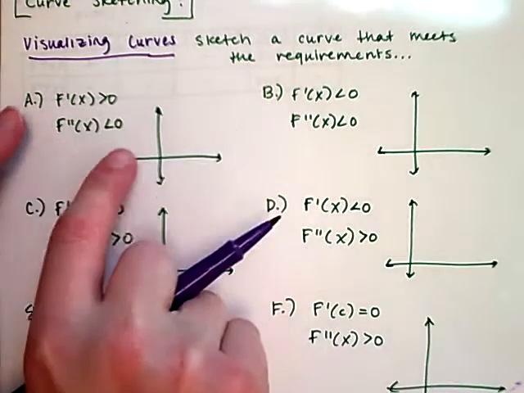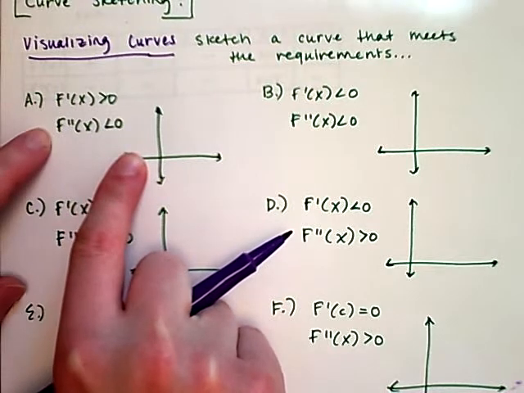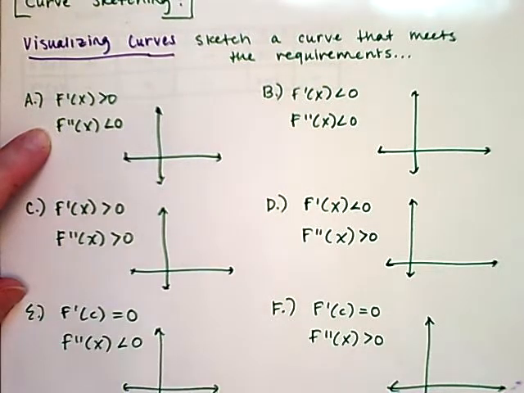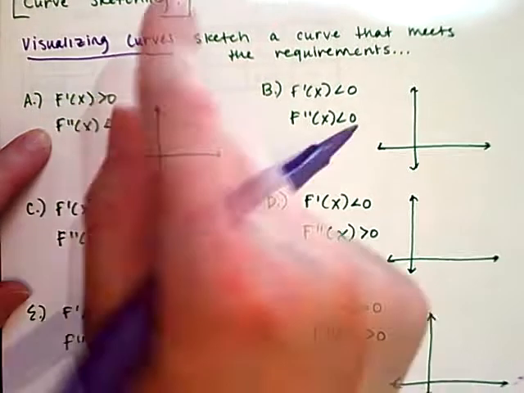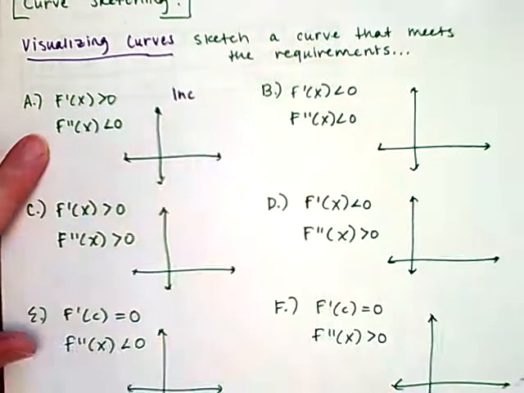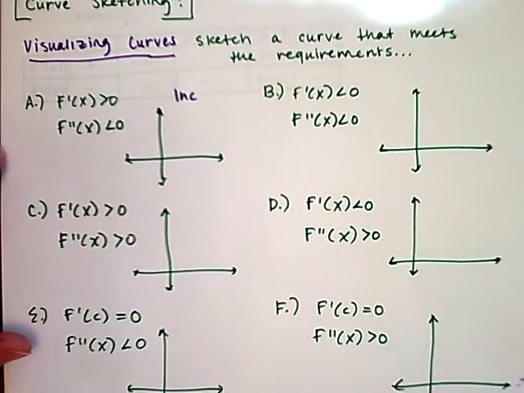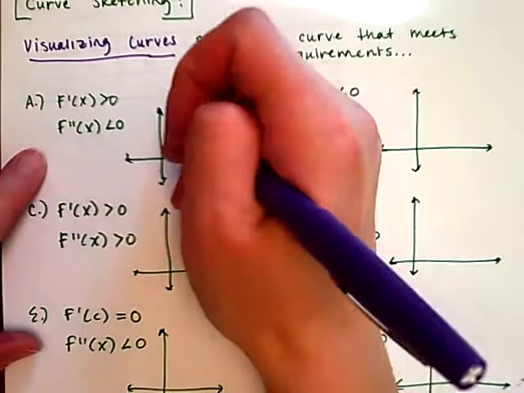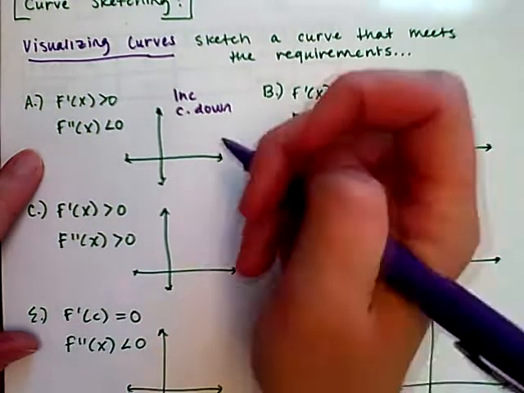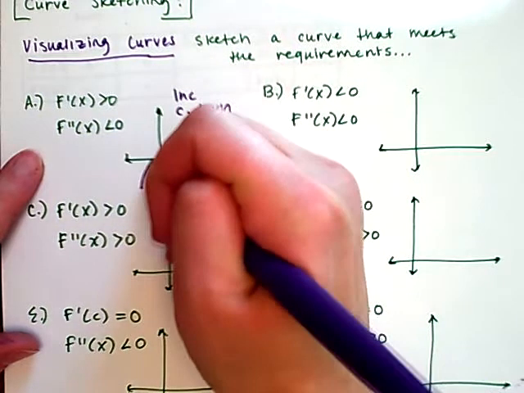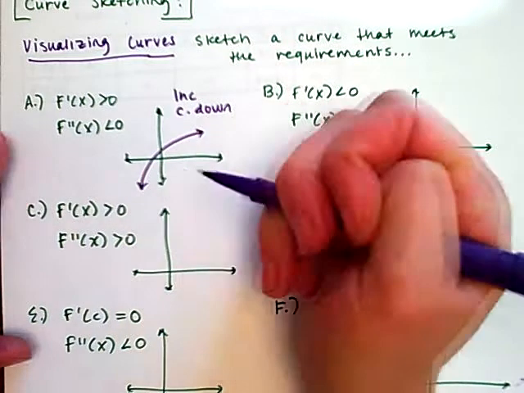Okay, each of these statements corresponds to something I should expect to see in the graph of the function. The first derivative being positive means that the function is increasing. And the second derivative being negative means it's concave down. So what I'm going to sketch is something increasing and concave down. It needs to be something like that.